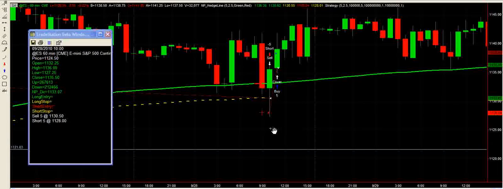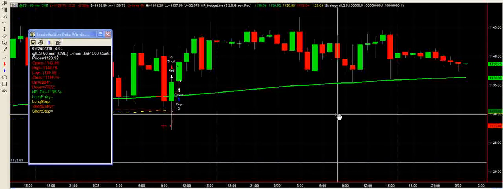Then we go short on the same candle on the 28th of the 9th at 10 AM at 11:28. That stops out up here at 11:35.75. Then we go on the same candle, the 60-minute candle. We get in at 11:38.25 on the 28th at 11 AM. So that's where we're at the moment.